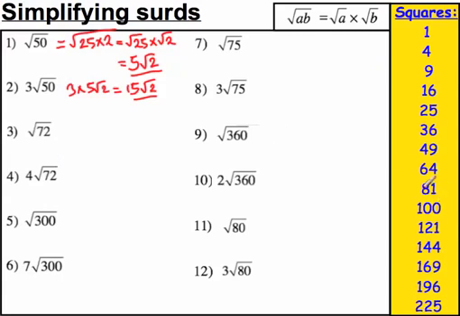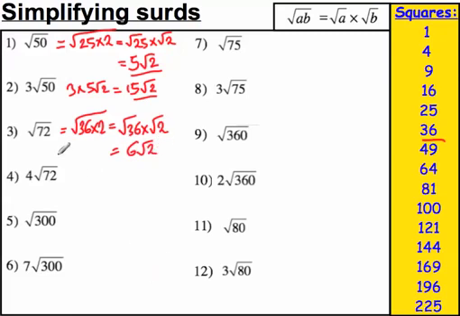Okay, let's look at example 3, root 72. Look at all your squares below 72. 64 doesn't go into 72. 49 doesn't. 36 does. You can write the square root of 72 as the square root of 36 times 2, which is, by this rule, the square root of 36 times the square root of 2. What is the square root of 36? Well, it's a whole number, it's 6. And how does a mathematician write 6 times root 2? They would write it as 6 root 2.